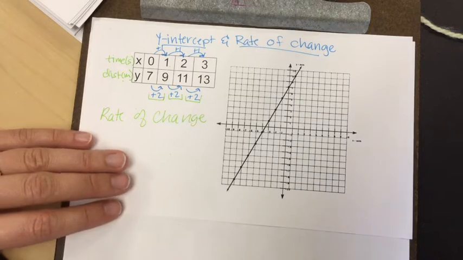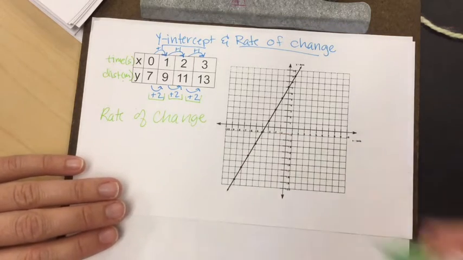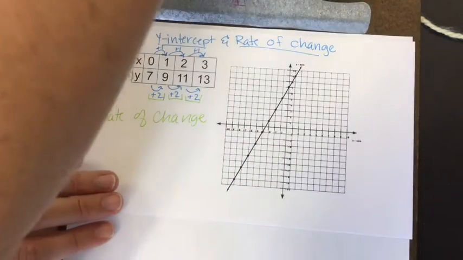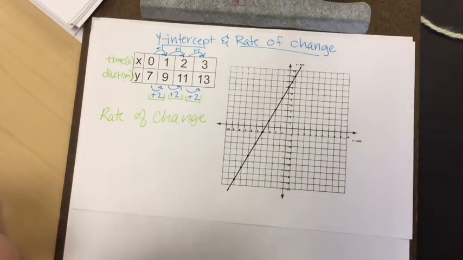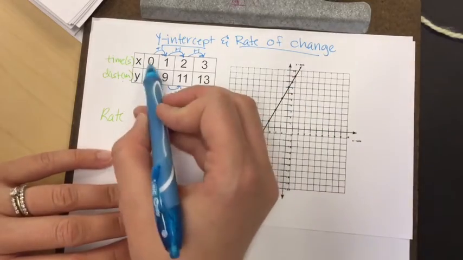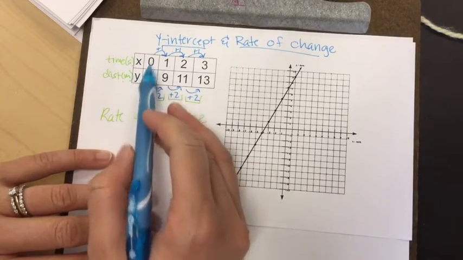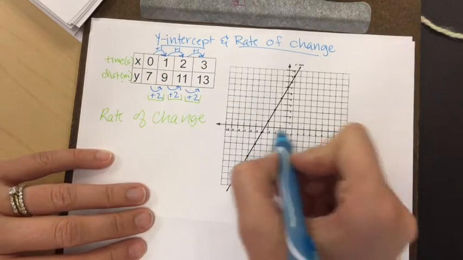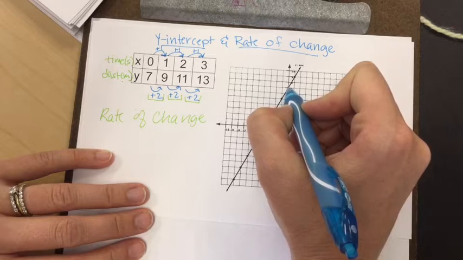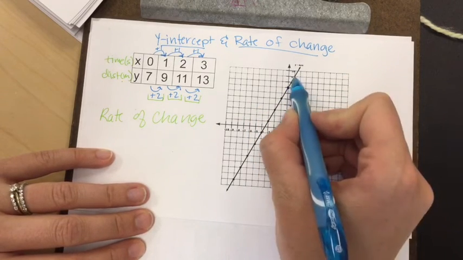Okay, so the way we see that in the table and in the graph, there are a couple of ways. First, the way we see the rate of change in the graph is if you pick any 2 points on the graph. Now, these 2 points come from the points in the table. So this point 0, 7 is right there. And the point 1, 9 is right there.